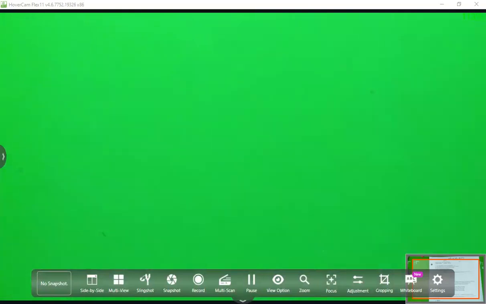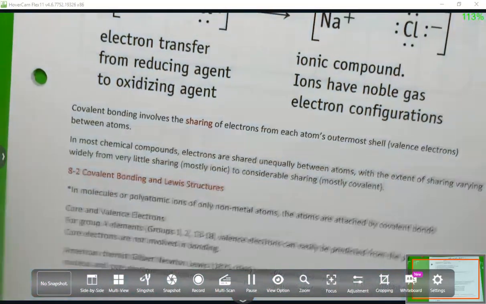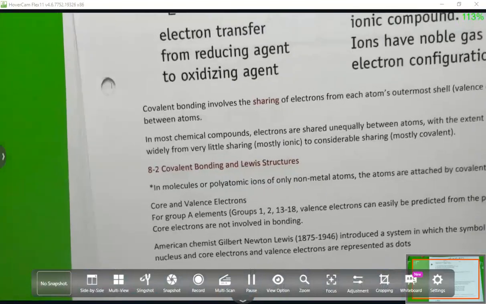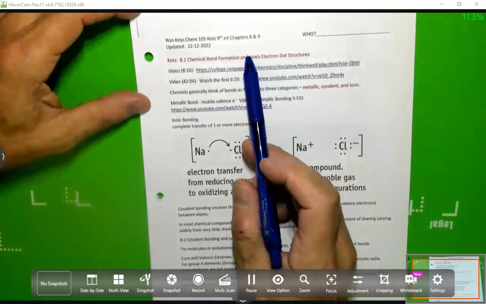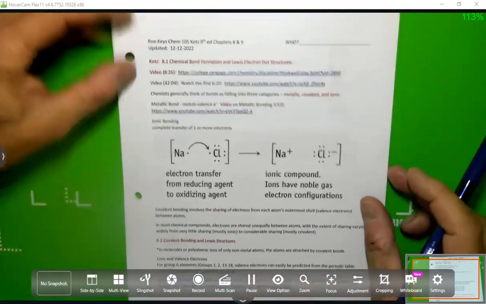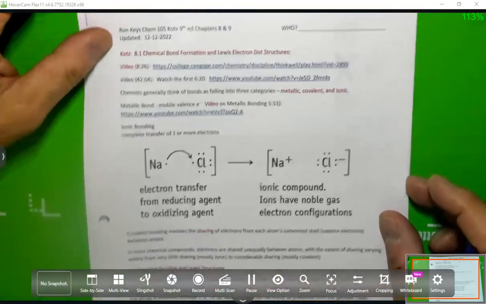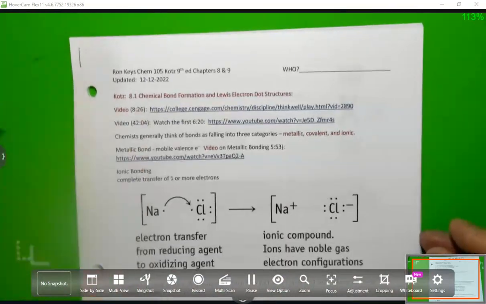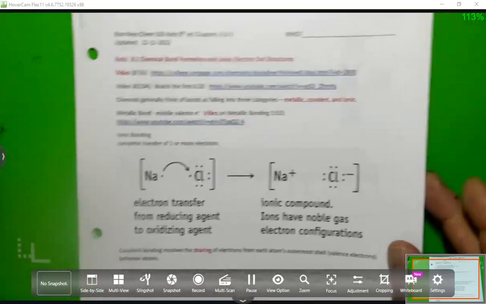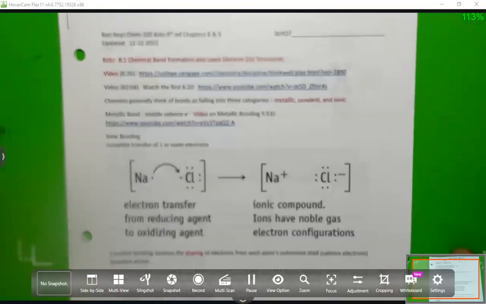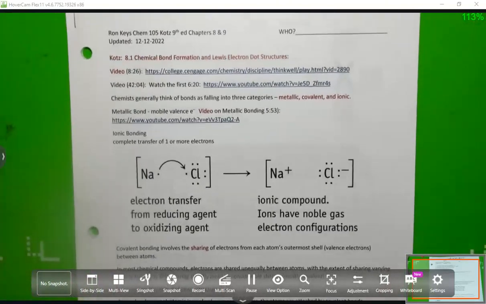We are going into our last chapters. And this is chapters 8 and 9. So chapters 8 and 9, it's all about the electron. Where is the electron? What does the electron cloud look like? And what type of bonds do these electrons make, or these atoms make? Okay.